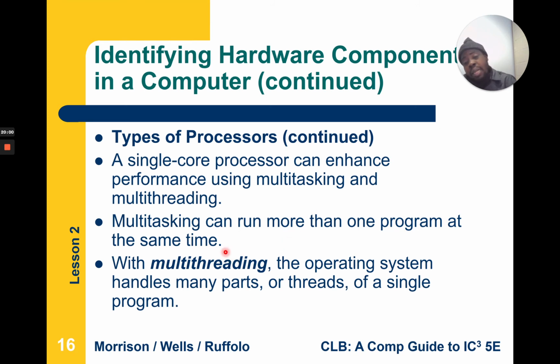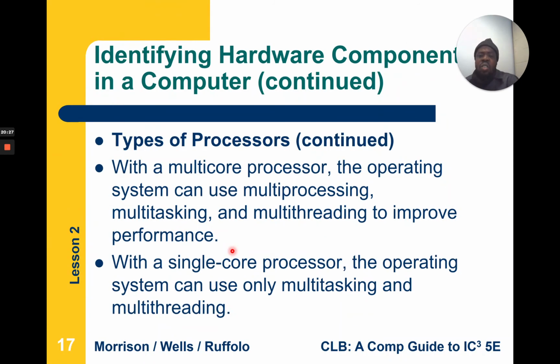So multi-threading is actually a thread. A thread is a process. For instance, when you are printing, you can call that a thread. When you are printing, you are sending a job to a printer, and they are trying to do something else. So the ability to do all these things at once by your OS is called multi-threading.